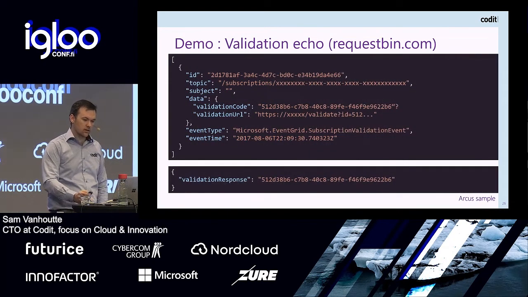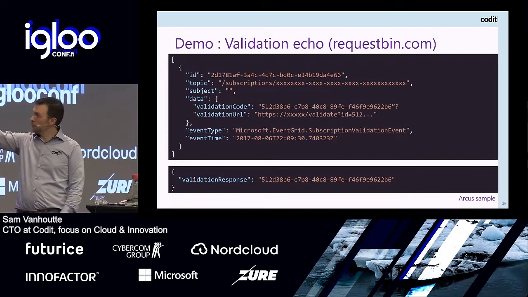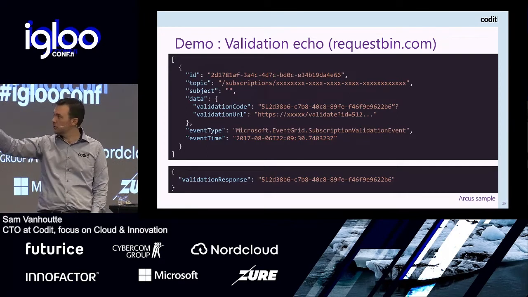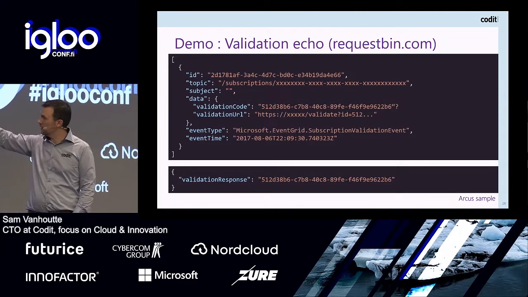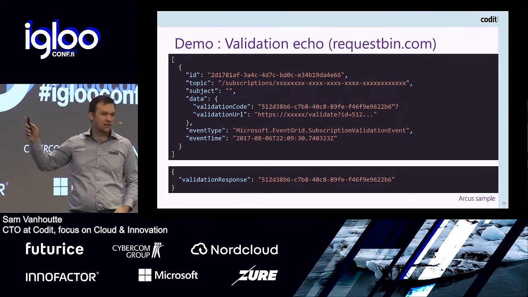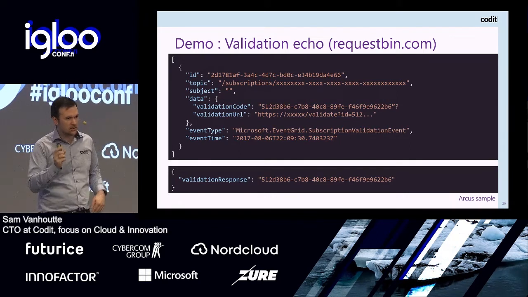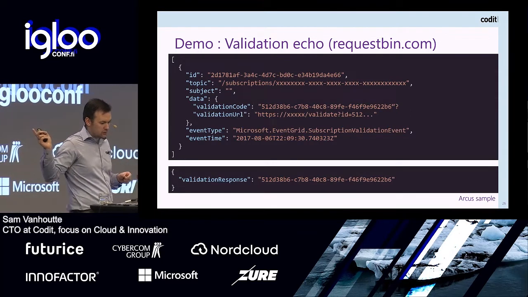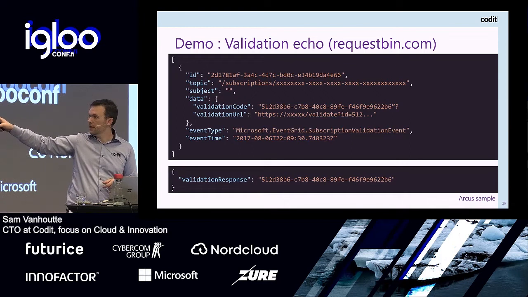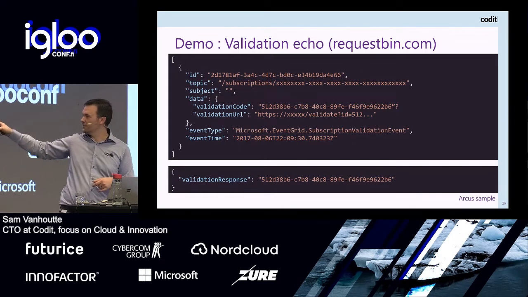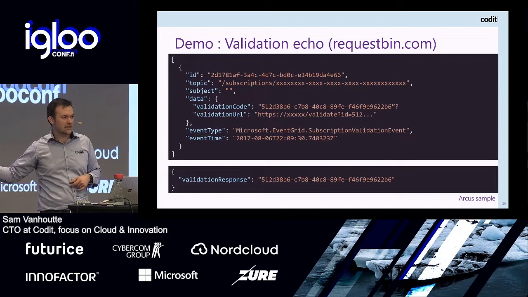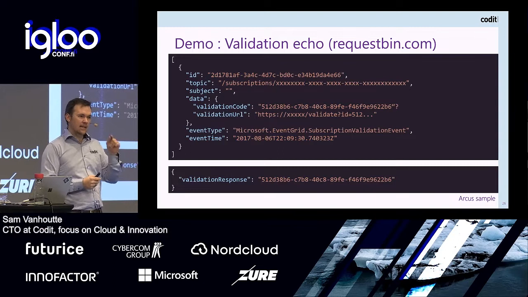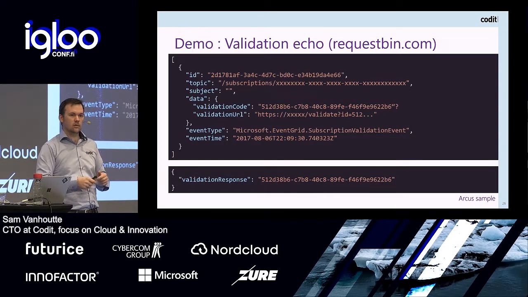So how does the validation work? The first time you create and start up an event subscription for a webhook, you will get this message, which is in the event type. It says subscription validation event. And that subscription validation event gets a key. That key, in this case, starts with 512, the validation code. And you have to send back the validation response with that key. So that's the handshake that you have to do. If that happens, from that moment, they will start sending these events to your webhook.